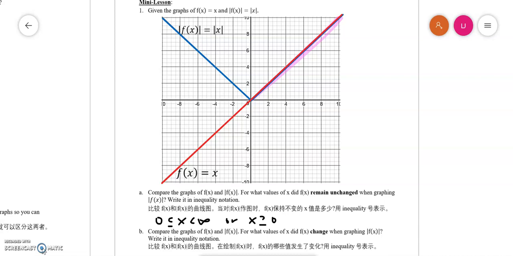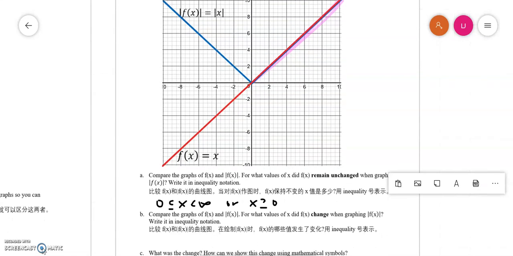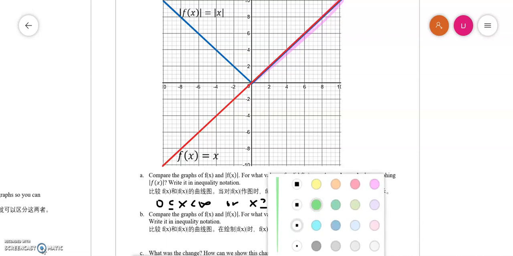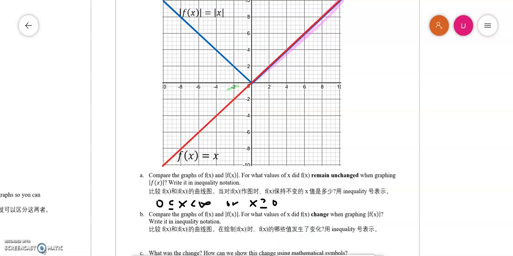All right, next question. Comparing these graphs, where do the values of x change when graphing absolute value of f of x? In other words, where are these not the same? And we can see it's in this other part of the graph. So let me get another color. So here is f of x equals x, but here is f of x equals absolute value of x. So this is where the values changed when graphing the absolute value.